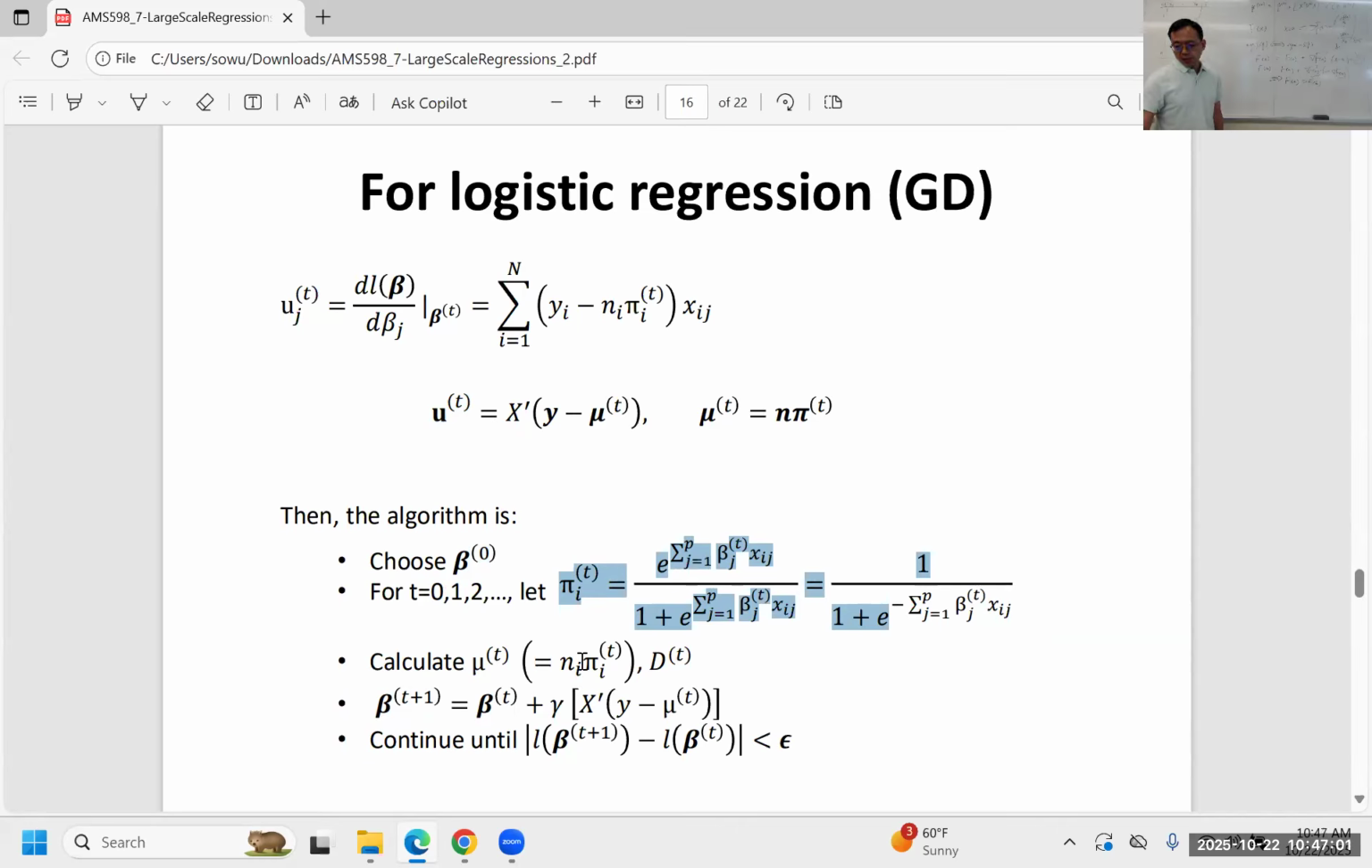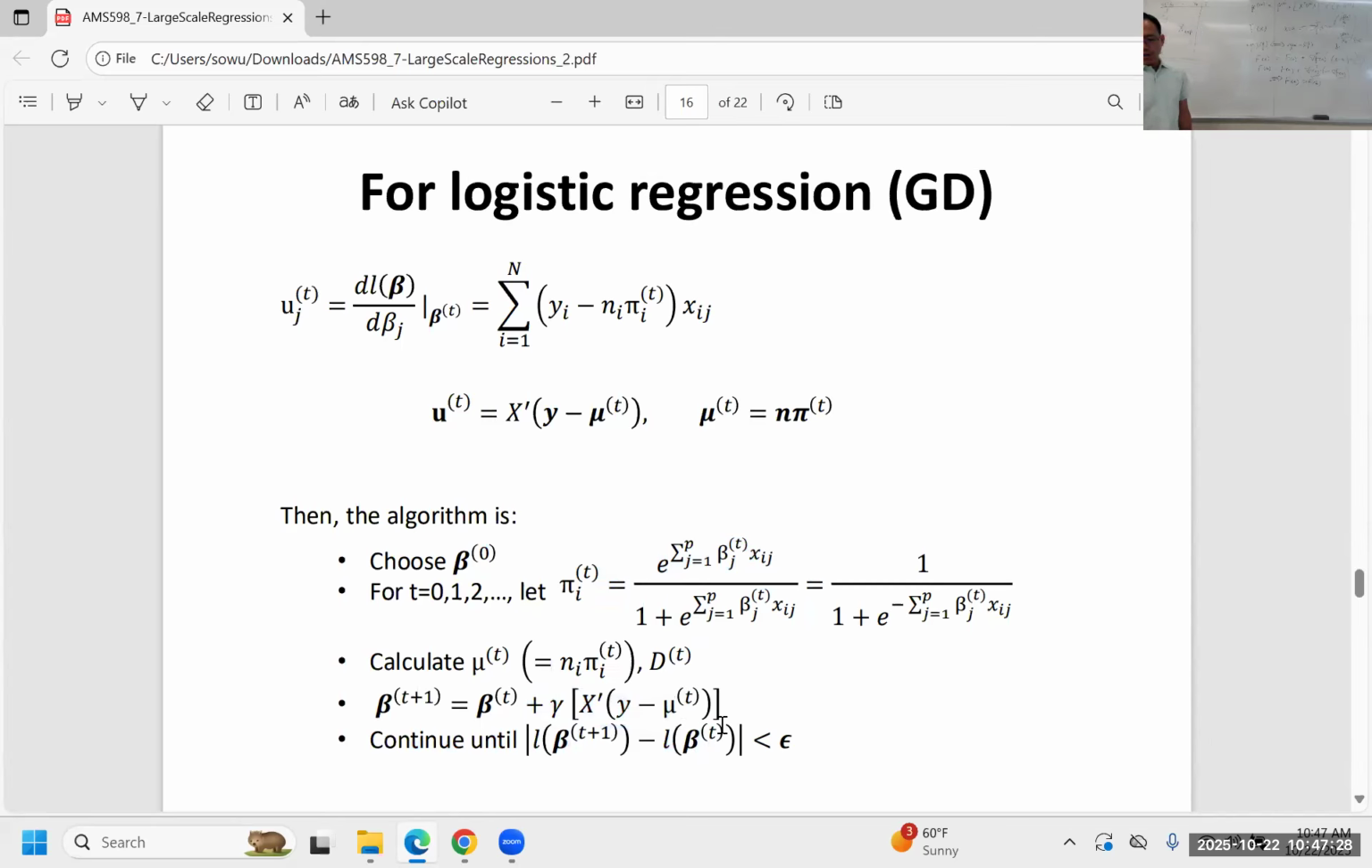Now we update beta_t: beta_(t+1) is beta_t plus gamma times X transpose (y minus mu_t), until there is no longer improvement. Now notice here I'm using plus instead of minus because I'm trying to maximize my likelihood, right? I'm trying to maximize likelihood. So therefore I'm moving in the direction of the gradient.